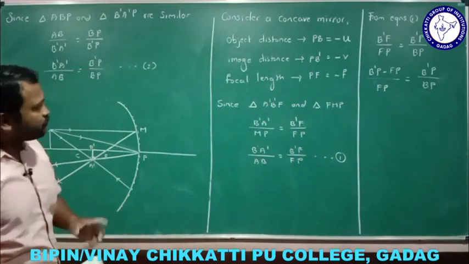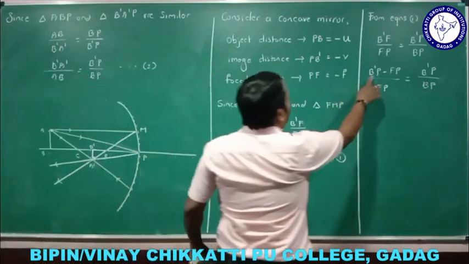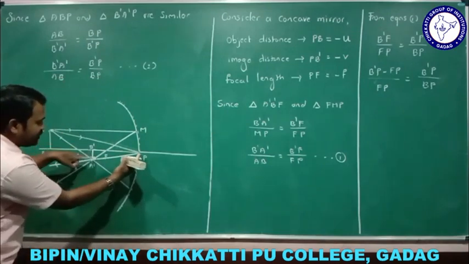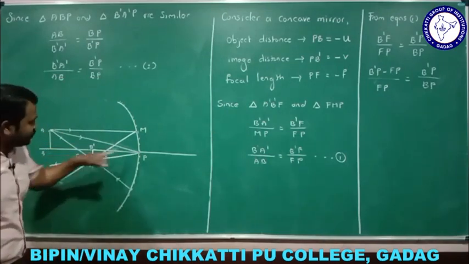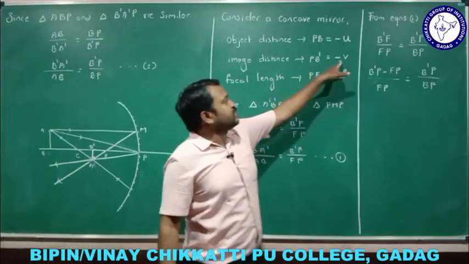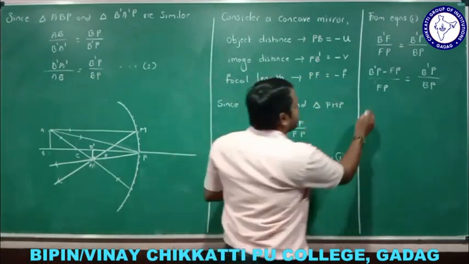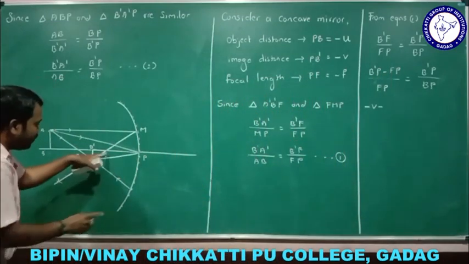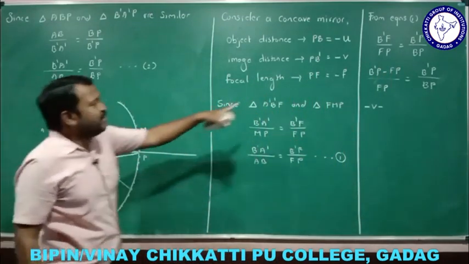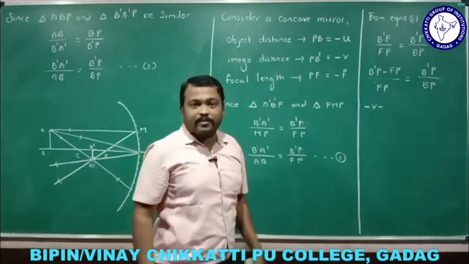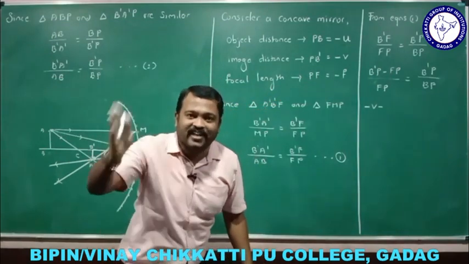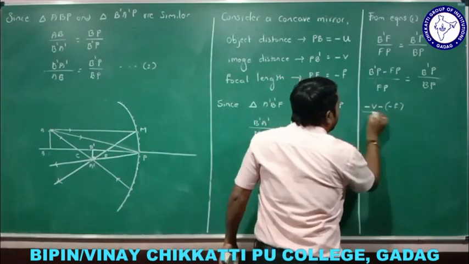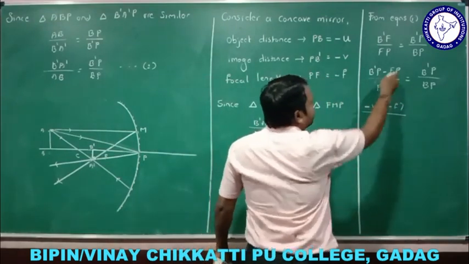Come on, tell me, what is B dash P? This B dash P is the image distance, right? What is image distance? Minus v. Shall I write it like this? Minus v. Now what is FP? FP is the focal length, minus f, because I need to take the sign convention. Minus f divided by FP, again minus f. This is the same now, right?